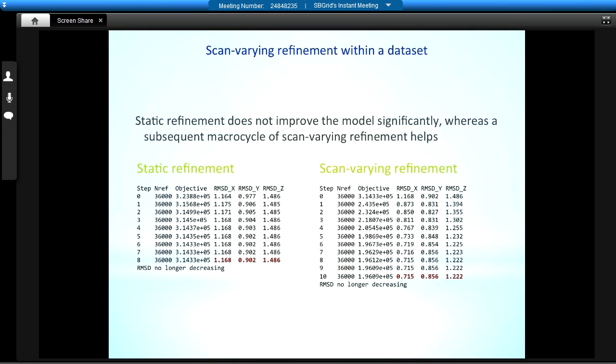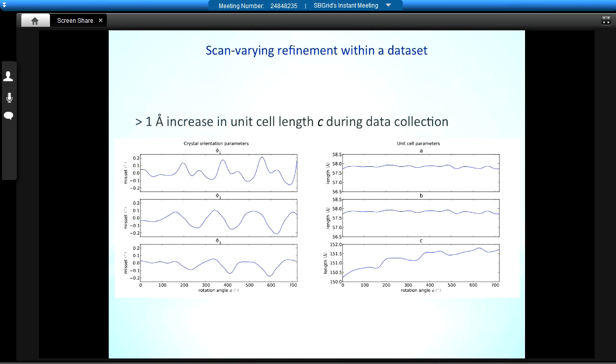In the static case, the target function, this is the root mean square deviation in x, y, and phi, I think in units of pixels and images. So this model is fairly poor, just a static model. Then the scan-varying refinement improves things. So we did this first and then this. This shows that we can actually get a better model by refining a time-dependent orientation and unit cell. And this just shows the behavior of those functions.